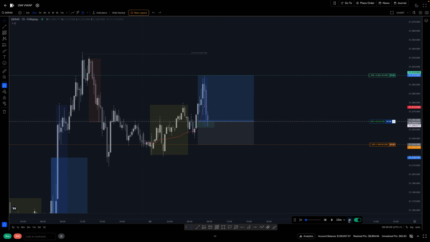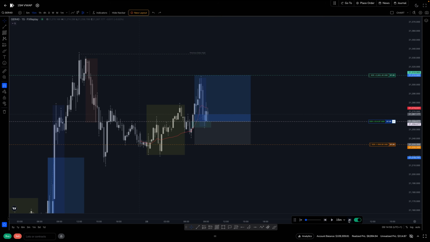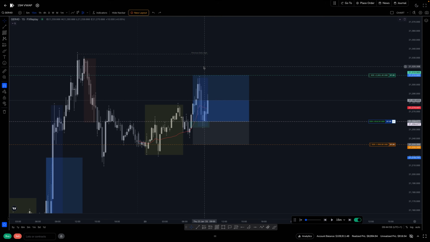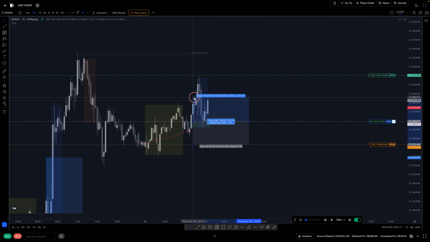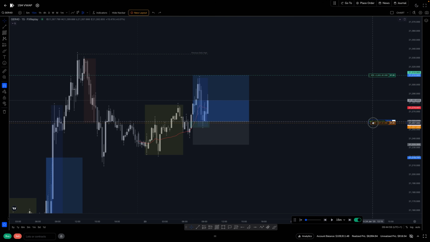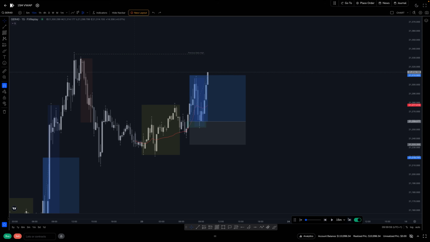So we tagged in, reaction. Would this be 1R? Looks like it. So this would be 1R now. This would be a break-even trade. And then it's hit take profit. So, you know, in this sense, it did work.